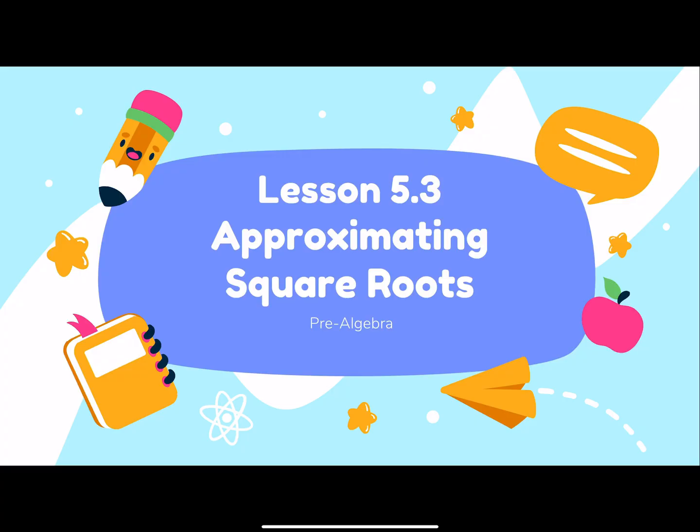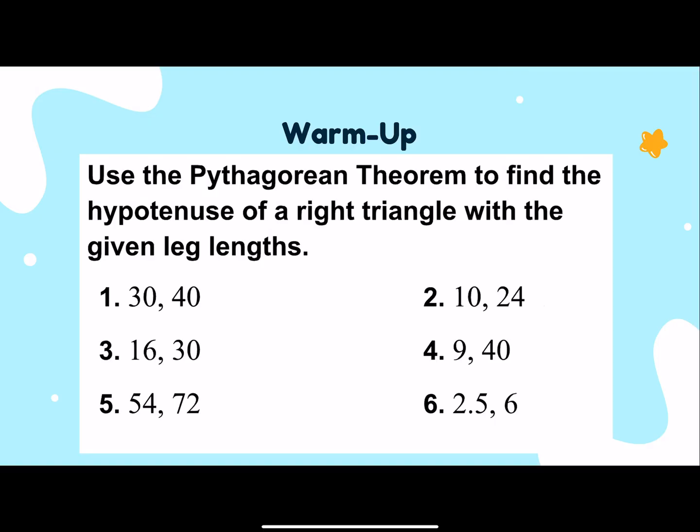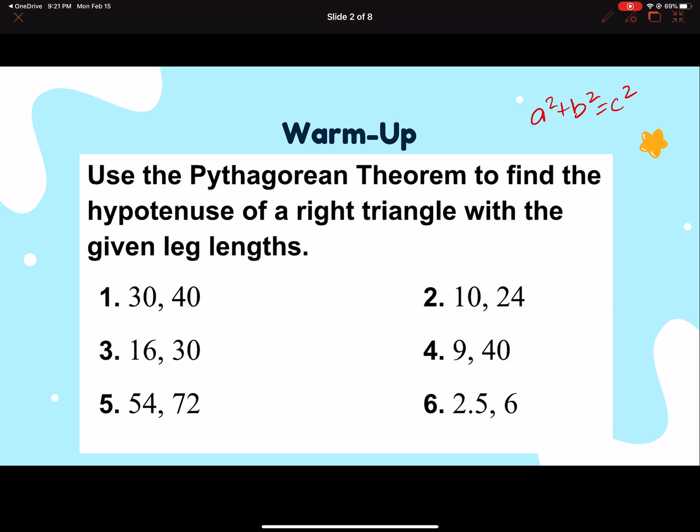Go ahead and label your notes page for this, and then I want you to do this warm-up. Use the Pythagorean theorem, which is a squared plus b squared equals c squared, to find the hypotenuse of a right triangle with the given leg length. Remember, our hypotenuse is always c. What they're giving you in each of these is a and b, and you want to find c. Go ahead and pause this video while you do that.